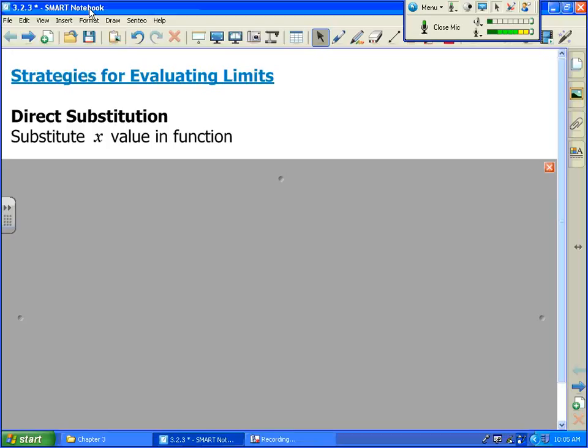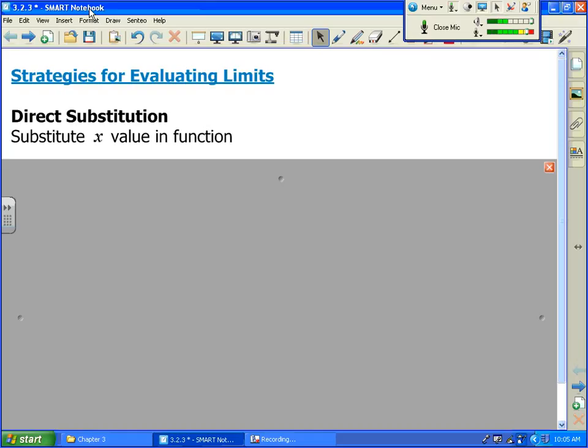Okay, now what we're going to do is look at strategies for evaluating limits. The first thing we want to talk about is the most obvious and the first resort when you're asked to evaluate a limit, and that's simply called direct substitution. You always want to do this first. Unfortunately, about 80% of your questions will not allow you to do this, but the easy questions, the 20% maybe, will be able to be solved by using direct substitution.